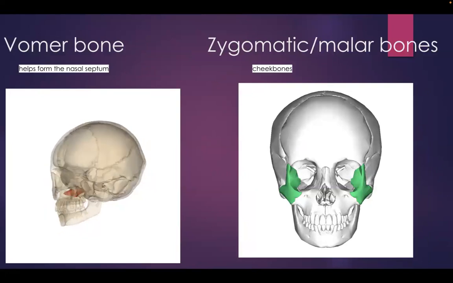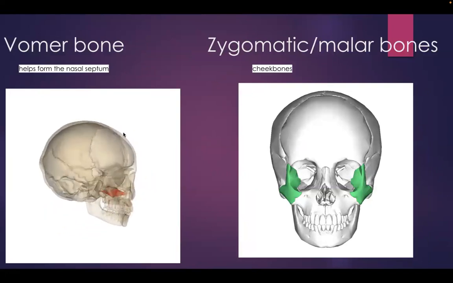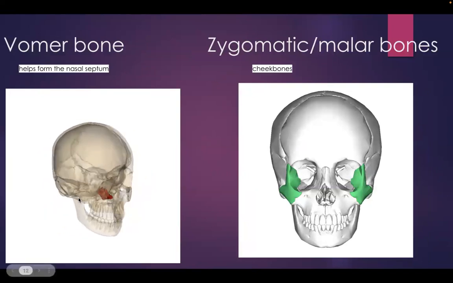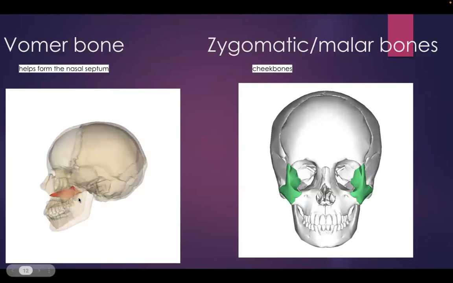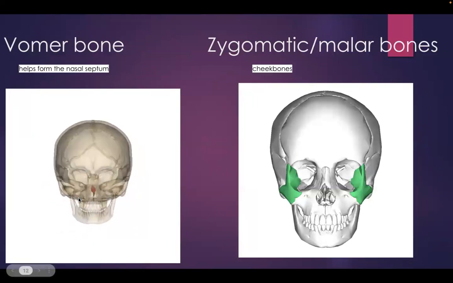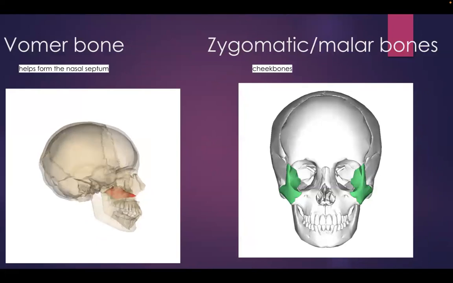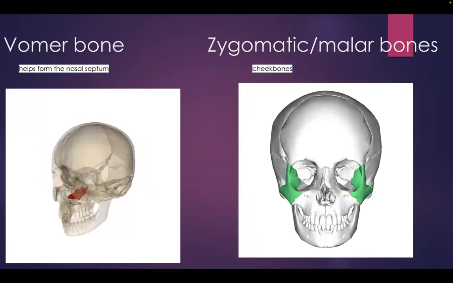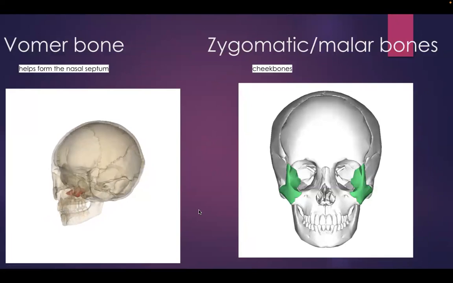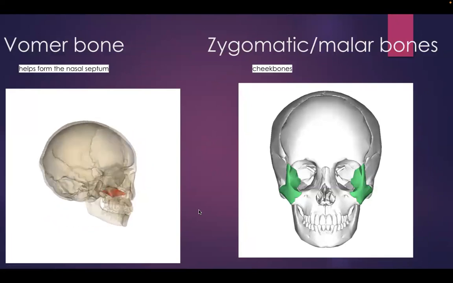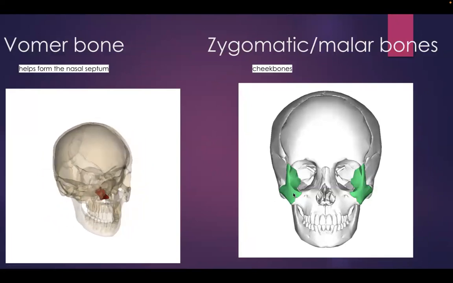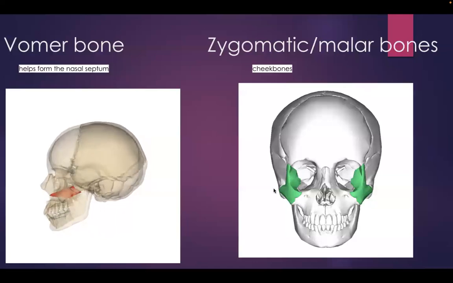The vomer bone. Sorry, this is a moving picture. This is the best picture I could find for the vomer bone. All right. This helps form the nasal septum, the red right there. And the zygomatic bones, or the malar bones. These are your cheek bones. They're diamond shaped.